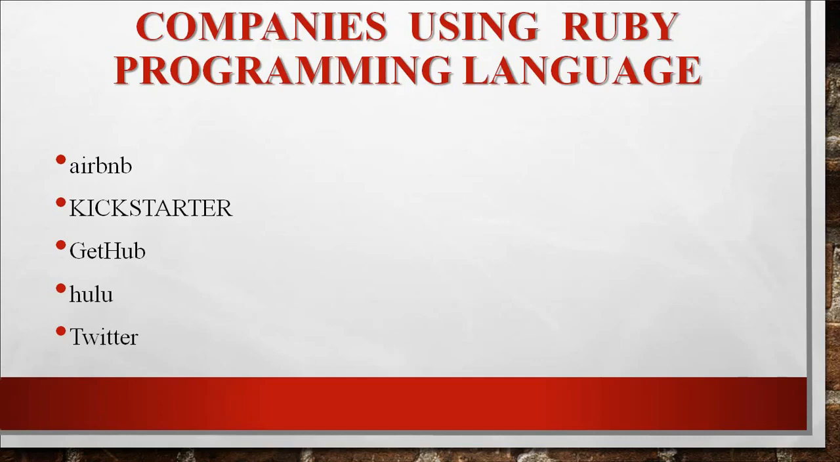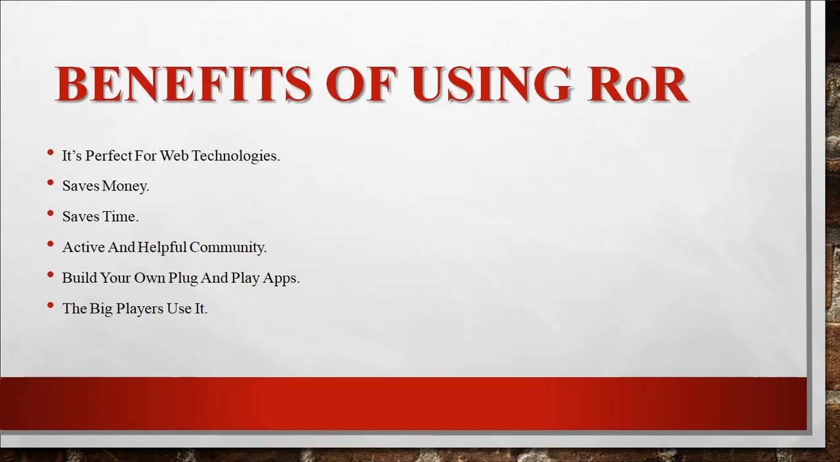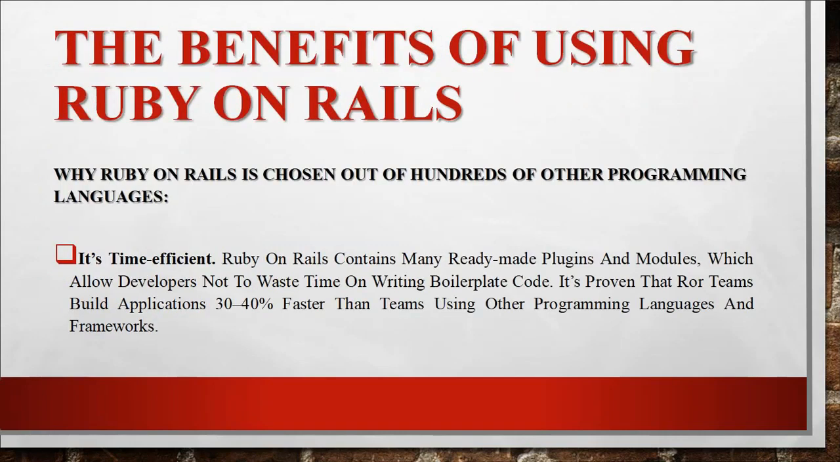A social networking site like Twitter is developed by Ruby on Rails. So Ruby on Rails is very important and very fast web development software, and it is widely used in the software industry. There are many benefits of Ruby on Rails. It is perfect for web technology. It can save money and time: because it is open source, it saves money, and because it is faster, it saves time. It has an active and helpful community, and you can build your own plug and play apps. It is a big player, used by major players of the software industry. So these are the benefits of Ruby on Rails.